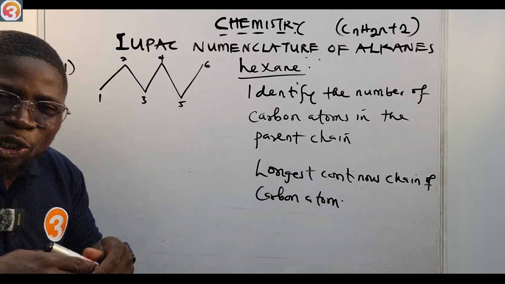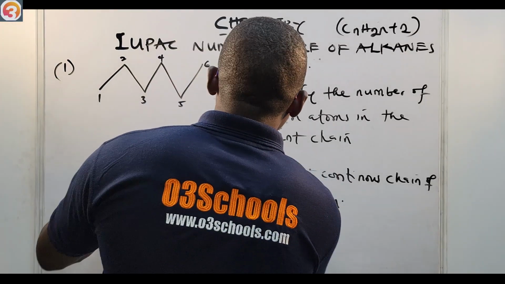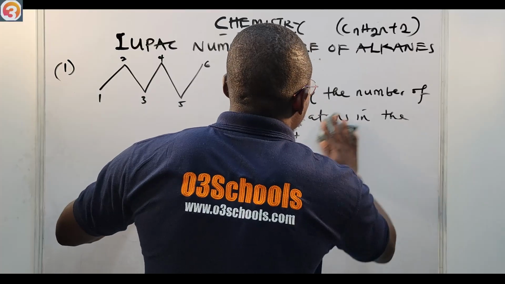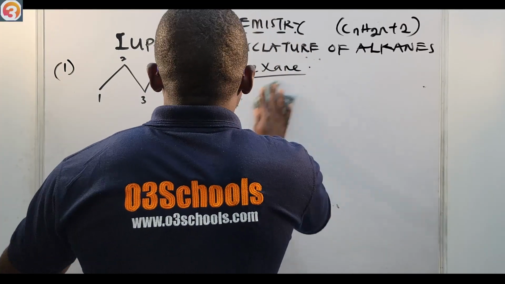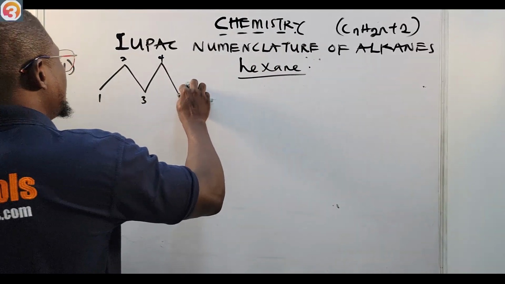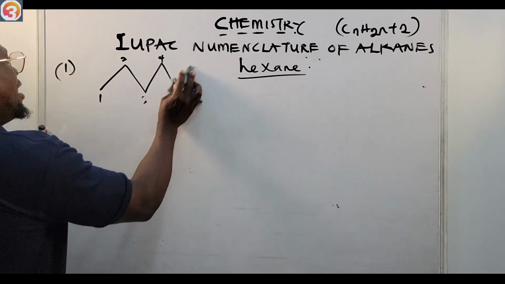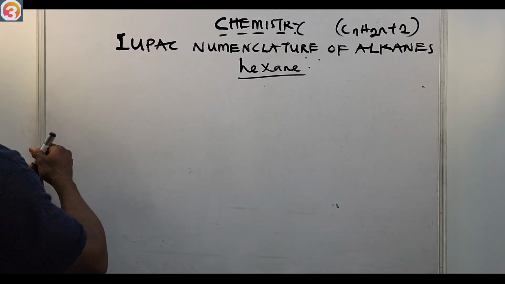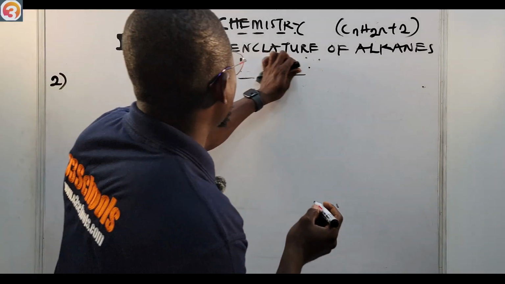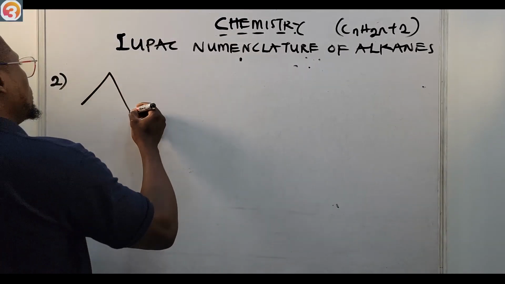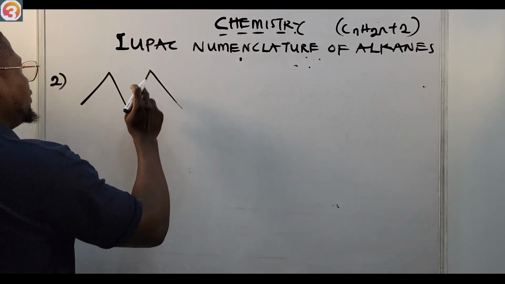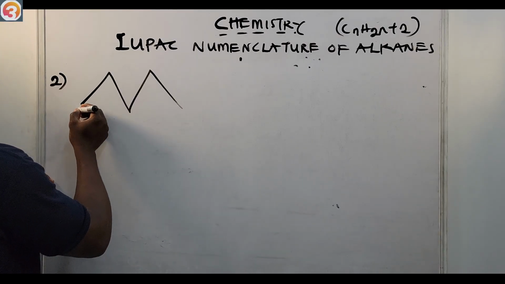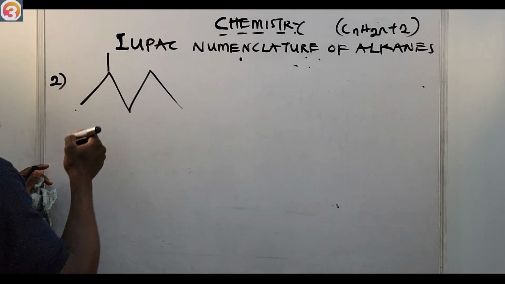Okay, so now let us move on to example 2. Let's say we have another example, but this time we have a substituent. 1, 2, 3, 4, 5. Let's say we have a substituent on this second carbon.